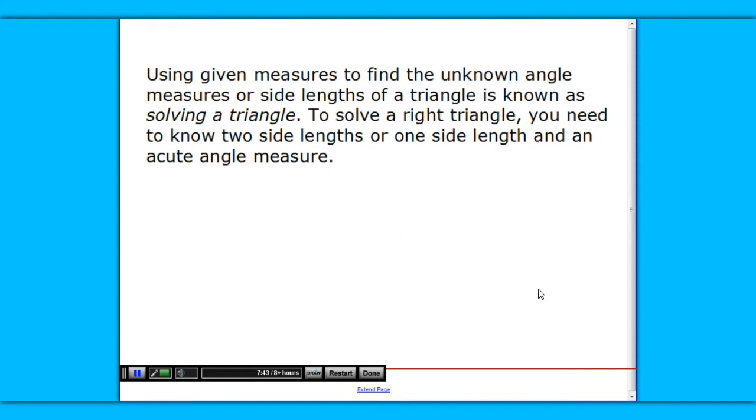So using given measures to find the unknown angle measures or side lengths of a triangle is known as solving a triangle. To solve a right triangle, you need to know two side lengths, or one side length and an acute angle measure.